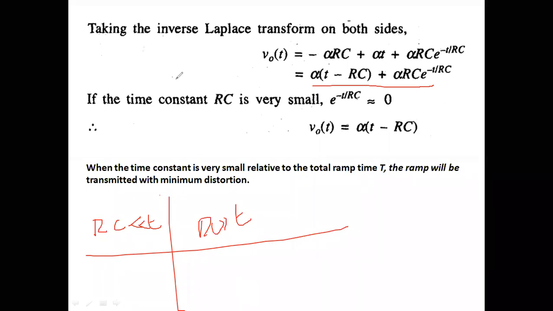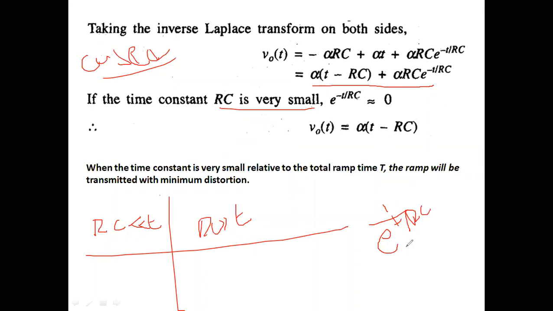Similarly, this is the time constant RC. If the time constant RC is very small, that is the first case, case 1. For case 1, the time constant is very small, which means the RC value is very small. Then e power minus t by RC can be written as 1 by e power t by RC. Minus means that it is nothing but 1 by. Therefore, 1 by e power t by RC.